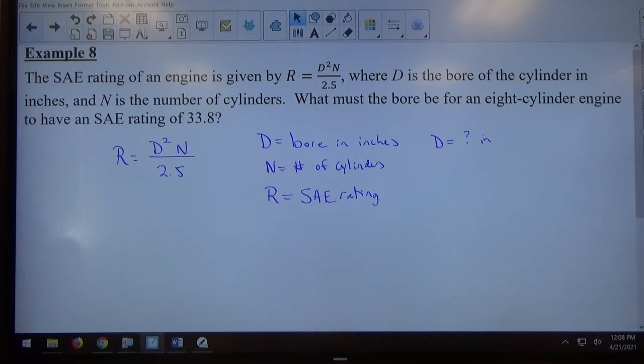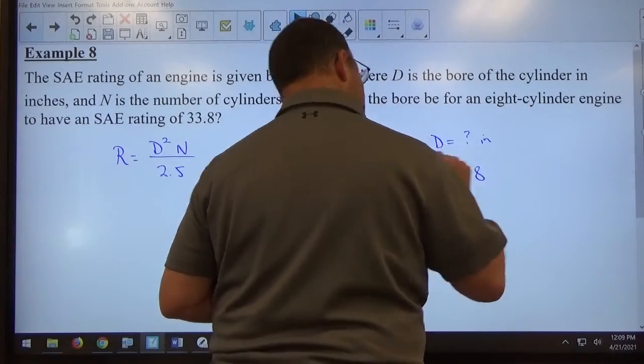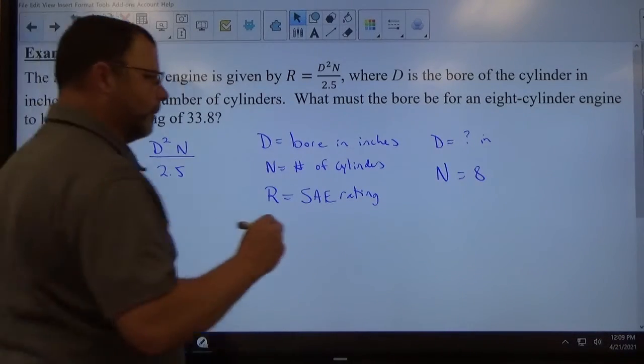N is the number of cylinders. How many cylinders are there? 8, right? What must the bore be for an 8-cylinder engine? So number of cylinders is 8. And what's the SAE rating? 33.8.